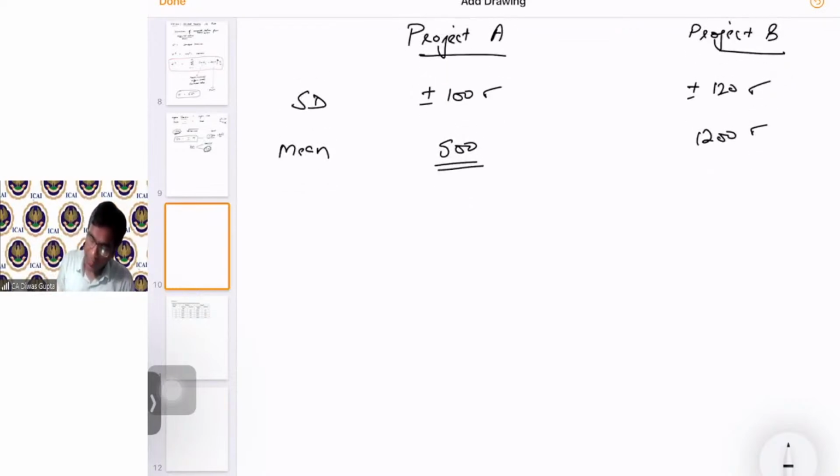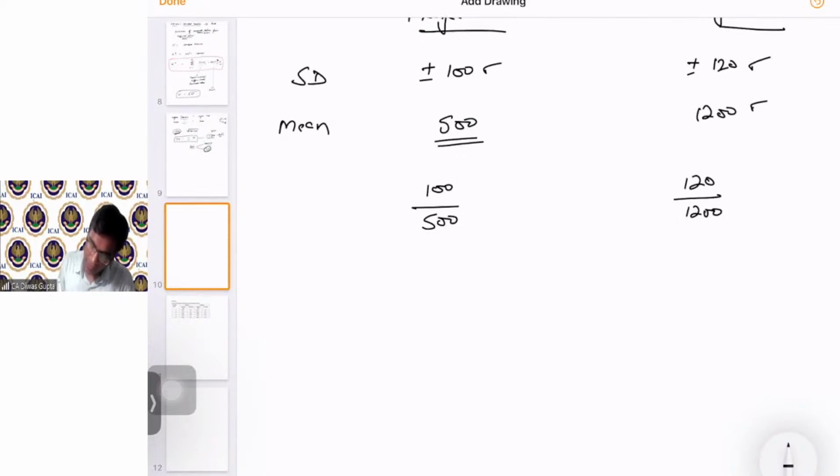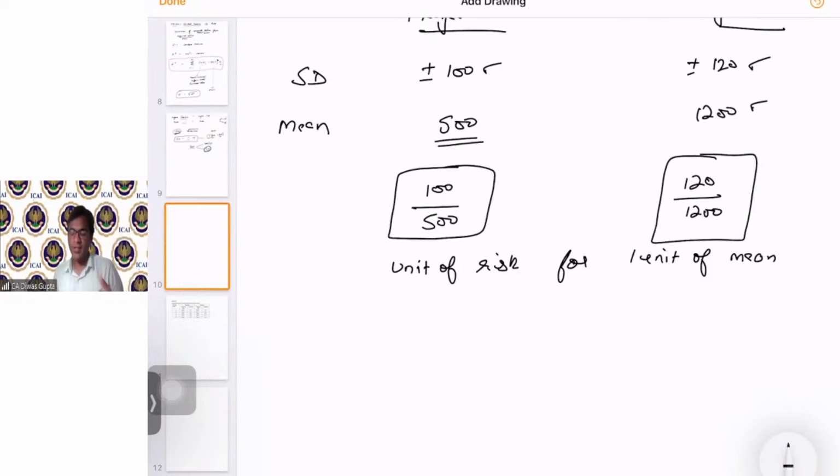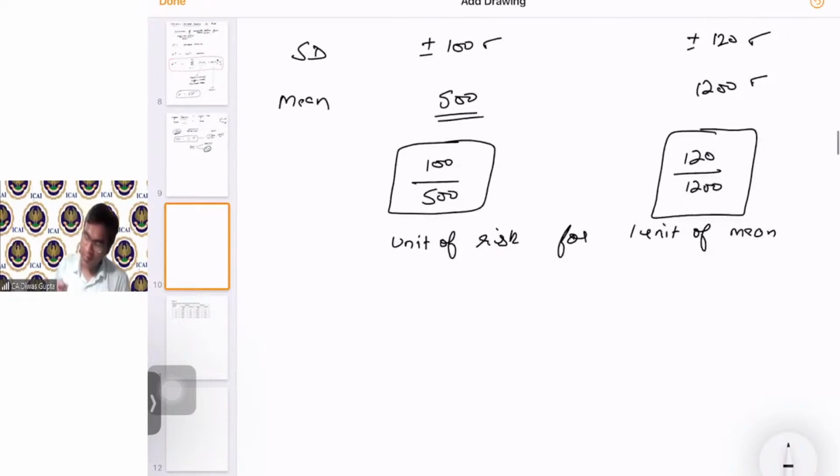So don't you think that we need to compare in such a manner that what is the unit of risk for 1 unit of mean? Correct? If we divide risk by mean, we will get the unit of risk for 1 unit of mean. In this case, it will be 0.20. In this case, it will be 0.10.